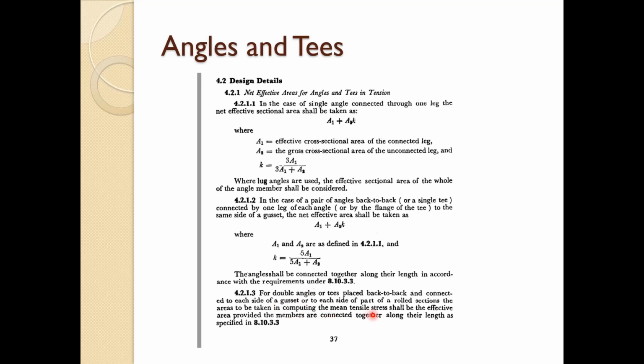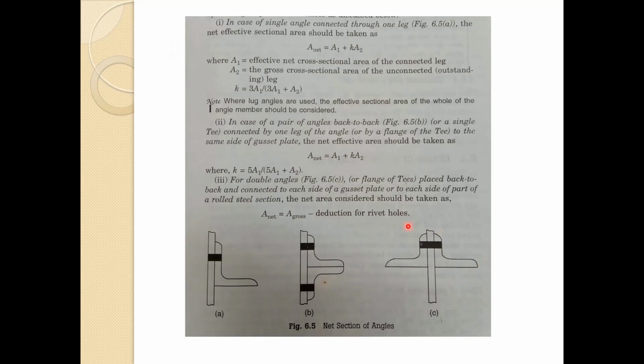So here it is written, it is taken as computing the mean tensile stress for the effective area, provided the members are connected together along their length as specified. So basically this is the A net in this case. So why is it so?